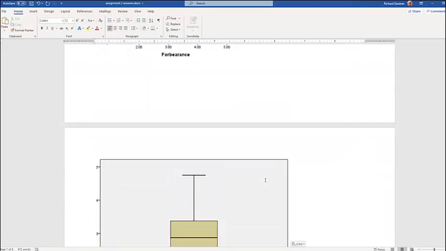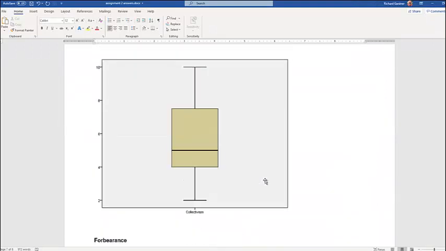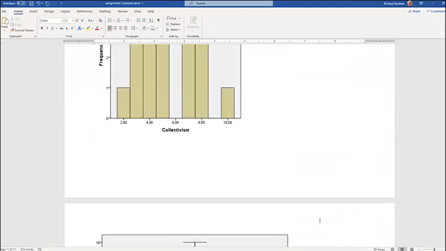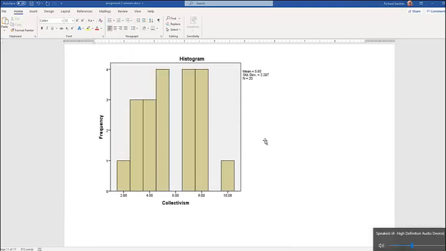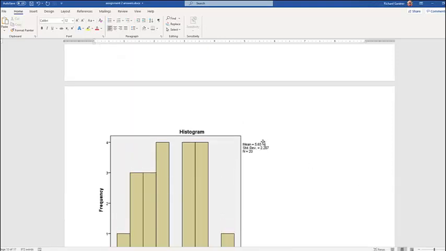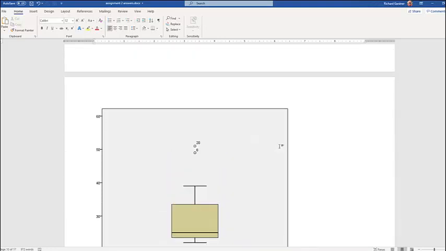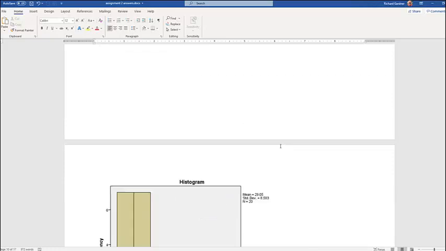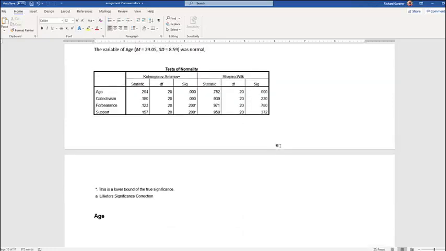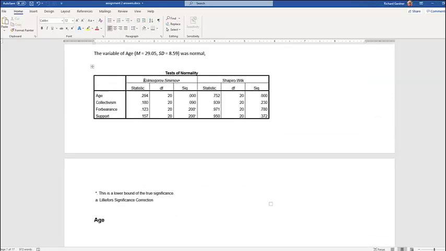So it is normal? Say that again. So it is normal, like the normality? Yeah. Again, don't care about the pictures. The pictures can be misleading. Always go by the mathematically calculated test, either the Kolmogorov-Smirnov test, this one, or these ones.